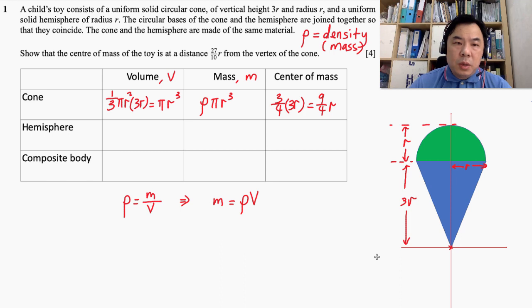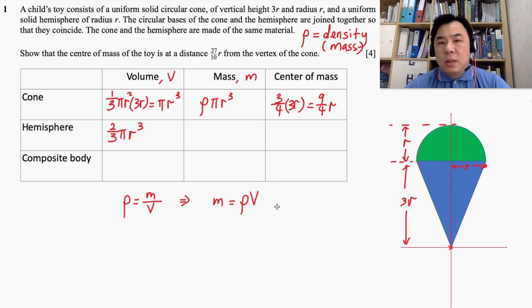Now next, we're going to move on with the hemisphere. Hemisphere, the volume of the hemisphere is quite clear. It is 2/3 pi r cubed, of course. All right. And then there you have it. And then the density for the hemisphere is the same as the cone. So therefore here we can write it down as, right. And then the center of mass of the hemisphere.